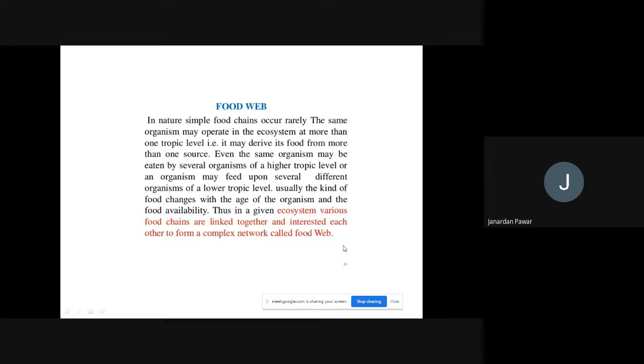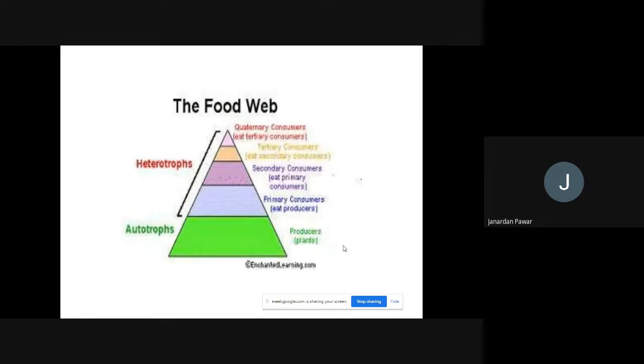So in this food web, various food chains are linked and interlinked with each other to form a complex network. That will be the complex network of food chains, and this is what is called a food web. I hope you have understood. Food web is nothing but what? A chain of various food chains, or a link of various food chains which are linked together. So from this you can also understand the concept of food web.